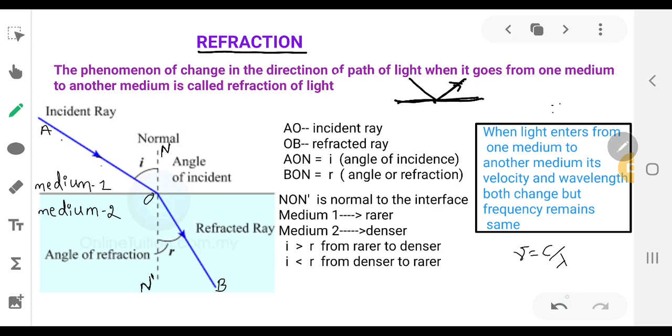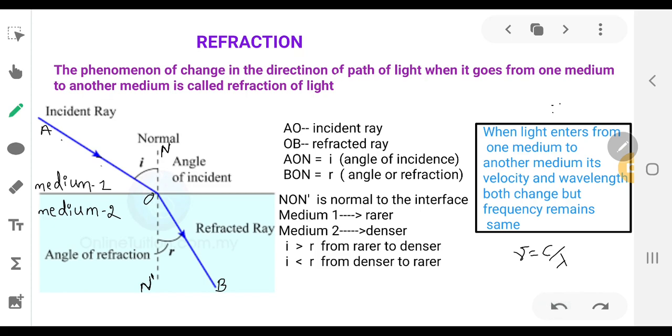Suppose the surface does not stop the path of the light, if the surface allows the light to propagate further, it means the surface is allowing the light to pass through it and continue its journey. Then what happens? Light propagates further into another medium through the surface.